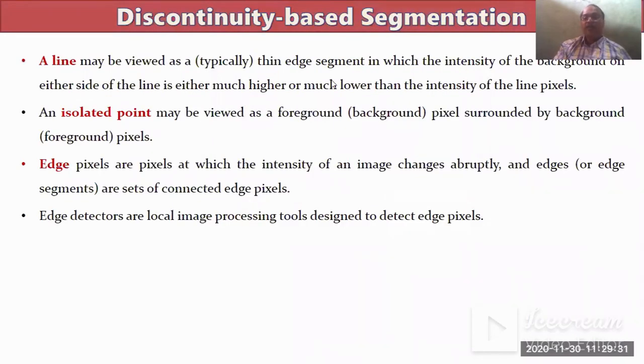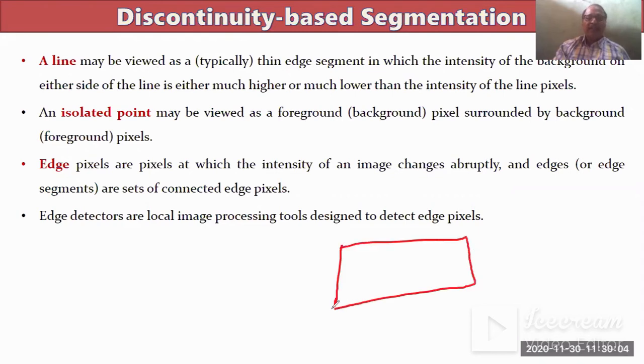Okay, now first part, that is discontinuity based segmentation. आता पहिला जो टाइप आहे तो discontinuity based segmentation, तो पार्ट बघूया. So discontinuity based segmentation, there are three parts. One is line based, one point based, and edge based. So line based, so in a line, it may be viewed as a thin edge segment in which the intensity of the background on either side of the line is much higher or much lower than the intensity of the line. Means line segment is, see, this is our image.